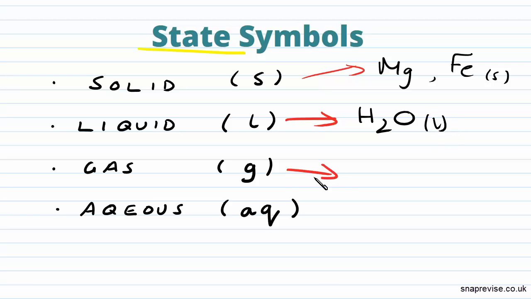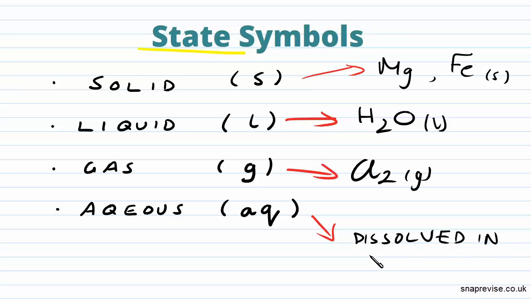We could have a gas. Now that could be something like chlorine gas, which would have a small g. Or we could have an aqueous solution. Now an aqueous solution is something that is dissolved in water. So that would include something like HCl, hydrochloric acid, which is aqueous.